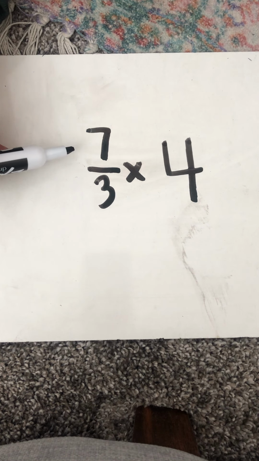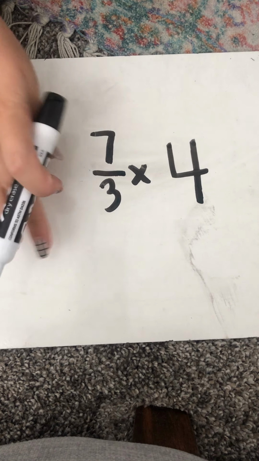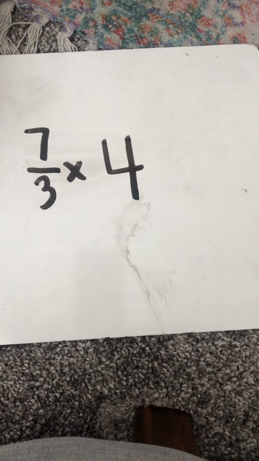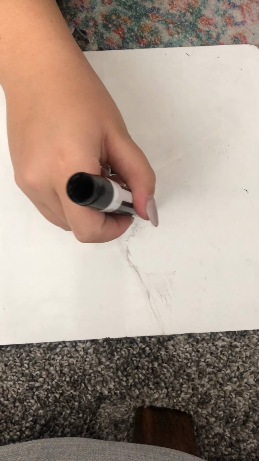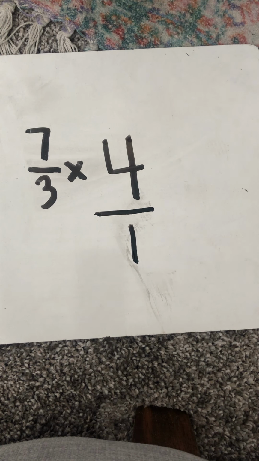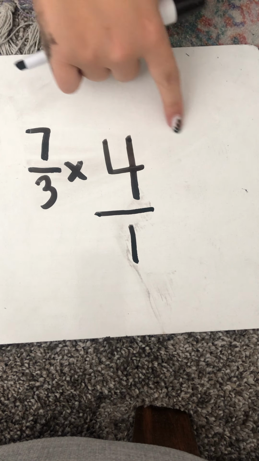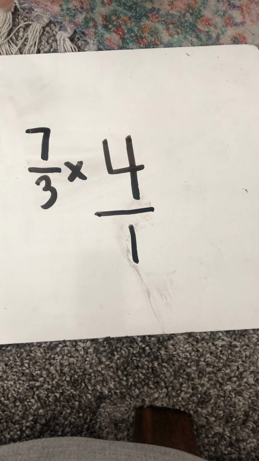Okay, so this looks like a great fraction, even though it is improper. I have a nice numerator and I have a nice denominator. Now I have this whole number 4, though. I need to put a 1 underneath it, because this is saying 4 divided by 1. I know that 4 divided by 1 is 4. And it stays the same.